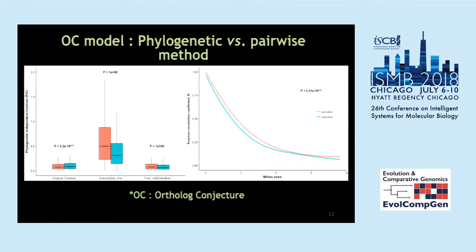But the sequence evolutionary rate is 8 times higher. That means the expected variance for duplication is much higher, which makes the contrast for duplication 2 by 8, that is 1/4 time of the contrast of speciation. So the ortholog conjecture is not detected by the time-calibrated tree in this real ortholog conjecture scenario. But even in this scenario, we can see that the pairwise method can still detect ortholog conjecture where the phylogenetic method fails.